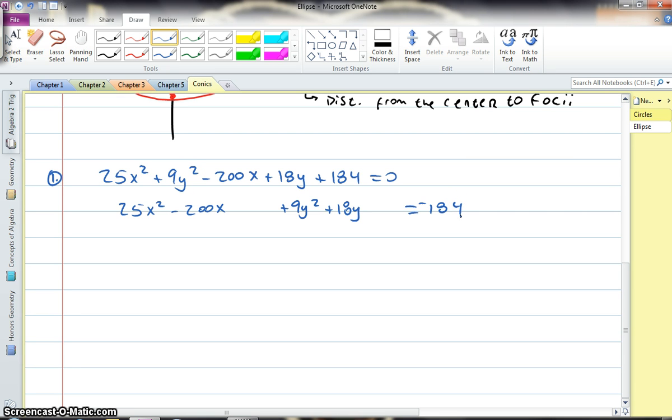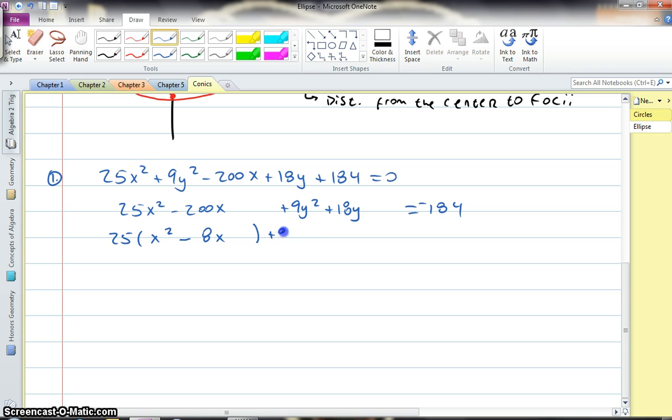Now, yesterday when we were dealing with the circles, we always had lead coefficients of +1, so it was pretty easy to complete the square. We just halved the middle term, squared it, and added, and that was it. But now notice our lead coefficients aren't +1. So you have to take out the GCF, which is always whatever number's in front of the x squared. In this case, it's 25, so I got x squared minus 8x, since 200 divided by 25 is 8.